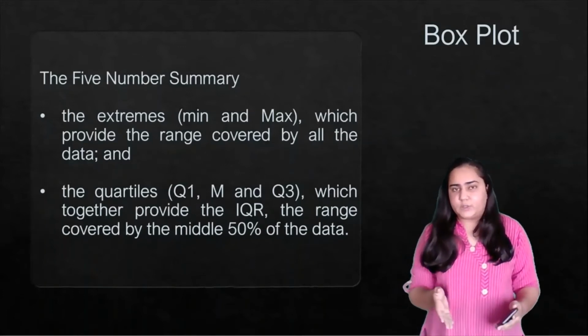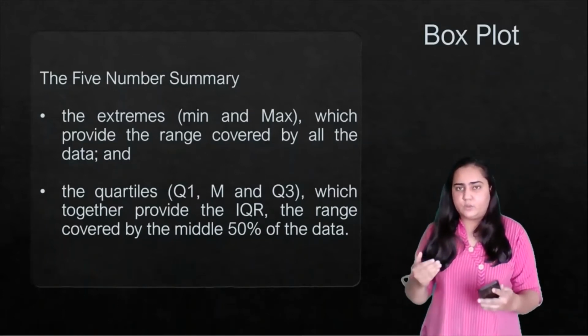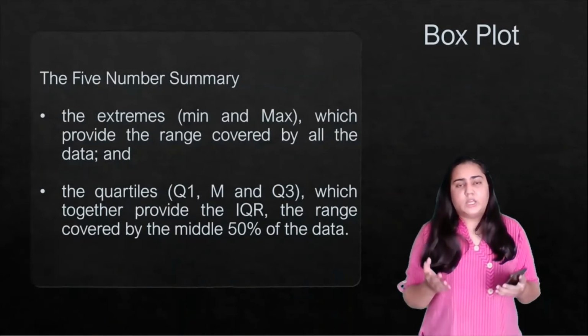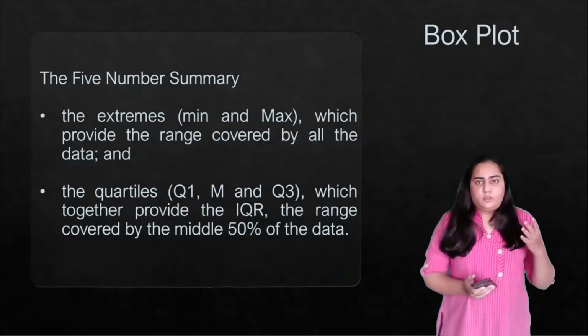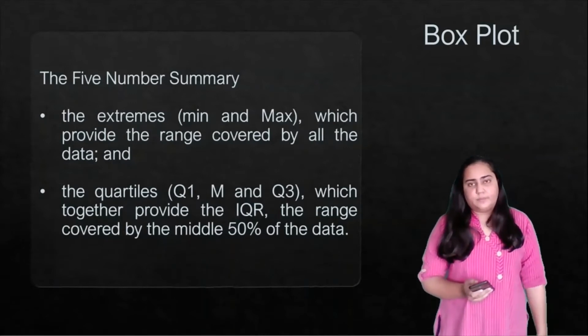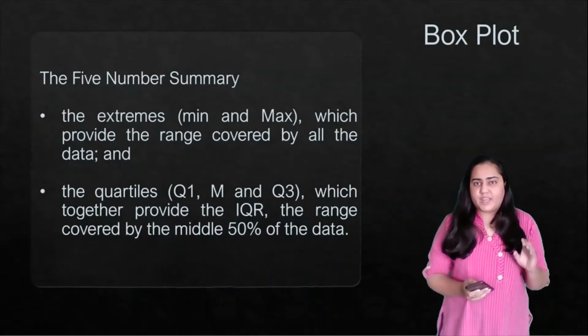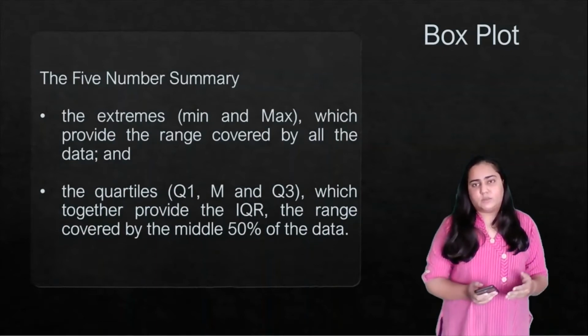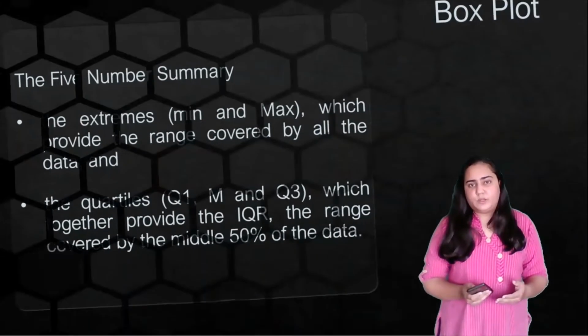So these values, that is min, max, Q1, Q3, and capital M, together form what we call the 5 number summary of a data set. And this summary can be used in order to create a box plot. The box plot can be created in this manner.